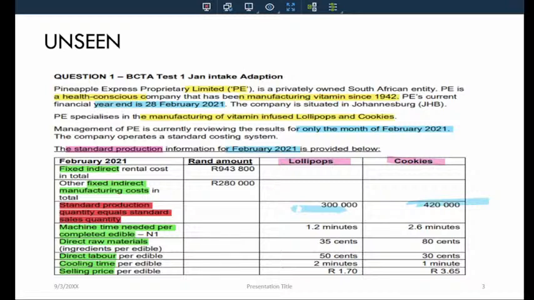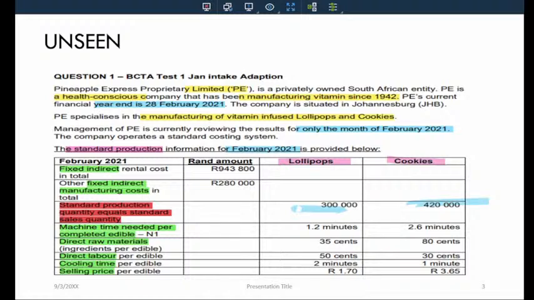Then they start telling you that the standard production equals standard sales quantity. So this is the goal that I'd set for February, to say that we need to produce 300,000 lollipops and 420 cookies. So that's production and sales. So what I produced, I was supposed to sell. Then they tell you that the machine time needed to complete the edible is 1.2, 2.6.